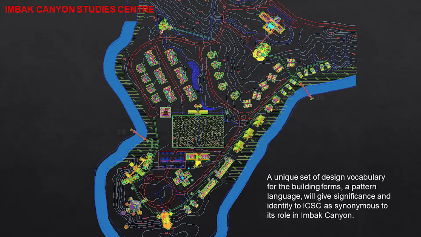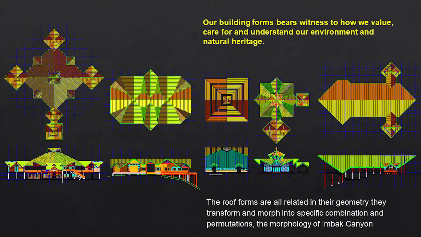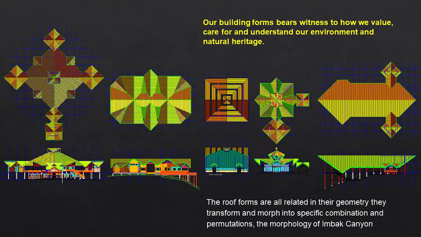So now is an opportunity to get a unique set of language, a design vocabulary in terms of pattern and identity for Maliau Basin and Imbak Canyon. The zoning is there also. This site was discovered by the Yayasan Sabah group. In terms of the roof form, there is a whole series of progression to arrive at all these different forms, but they are related through geometry and transformation. They're all related, no? And they create a morphology.